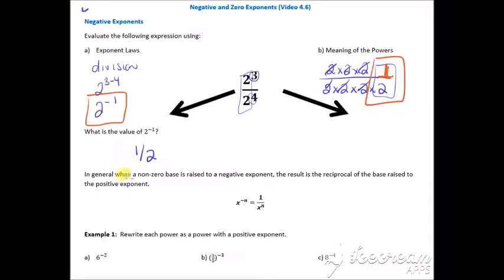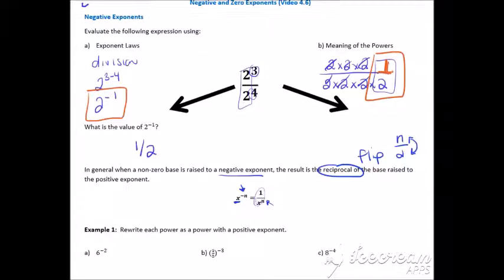So in general, when a non-zero base is raised to a negative exponent, the result is the reciprocal. What this means is to flip the number. That means the numerator over the denominator, we flip it to the denominator over the numerator. So the result is the reciprocal of the base raised to the positive exponent. If we have some base to a negative exponent, we're going to flip it and raise it to the positive exponent.